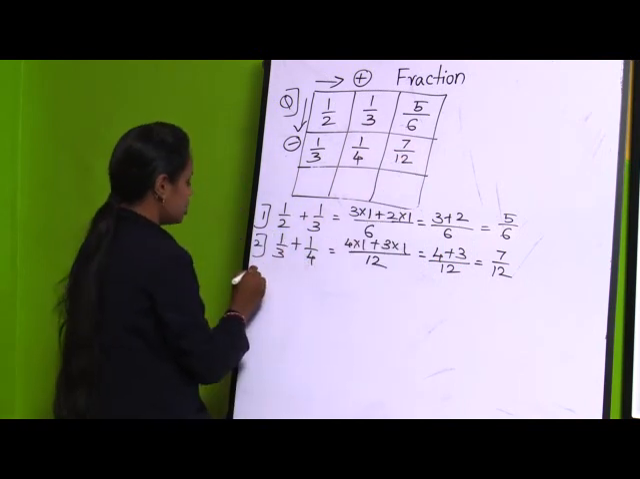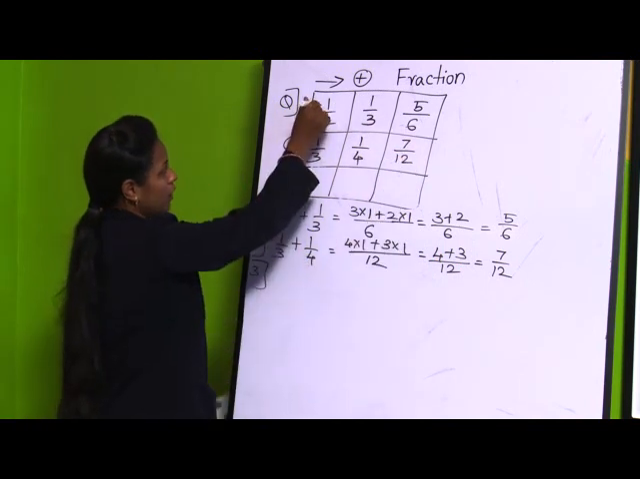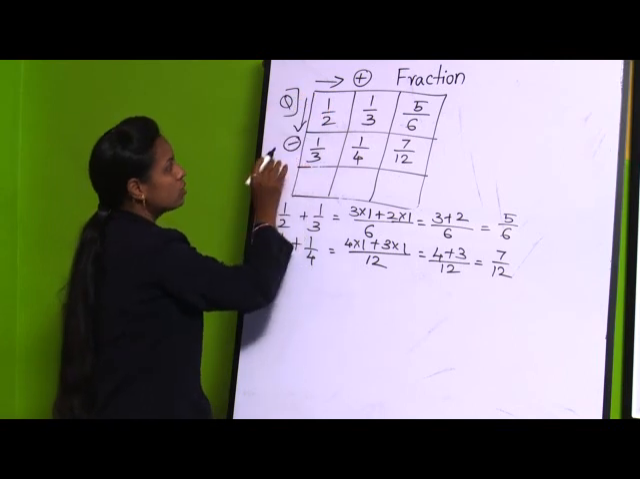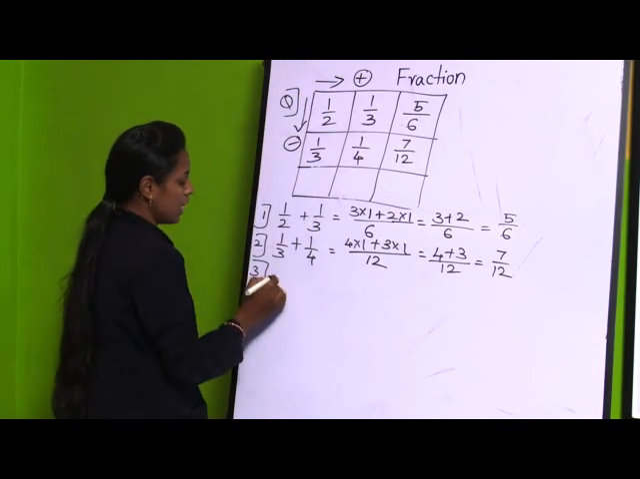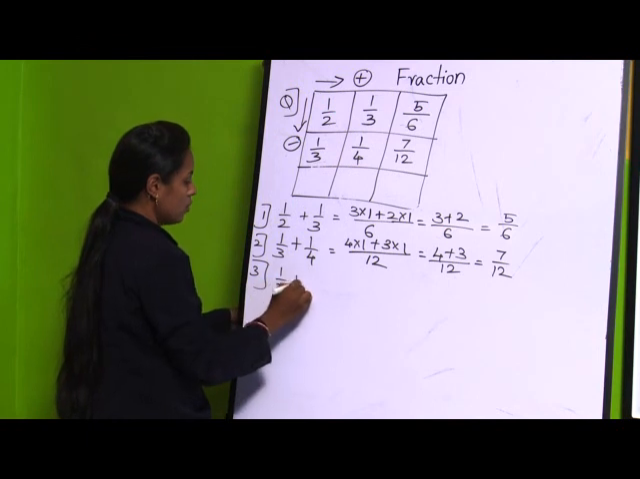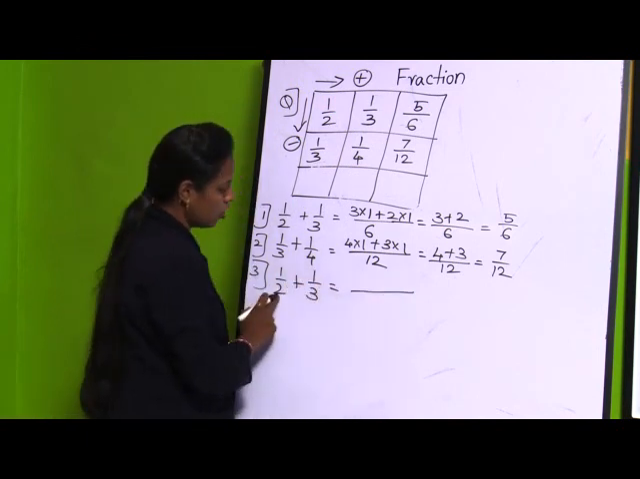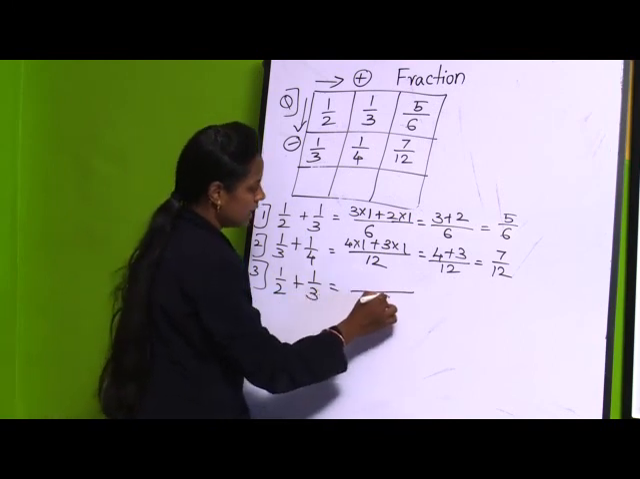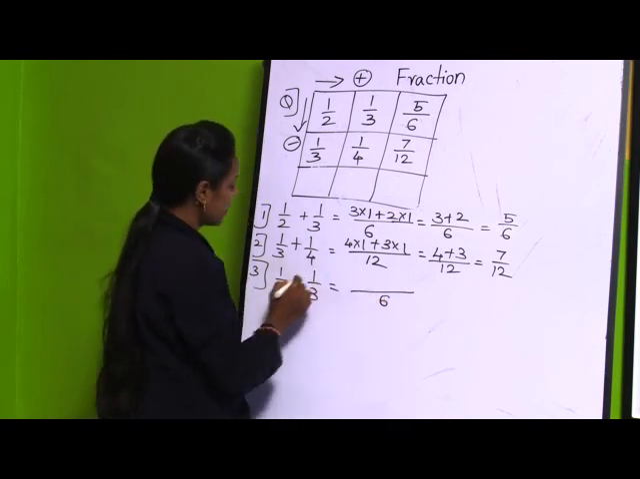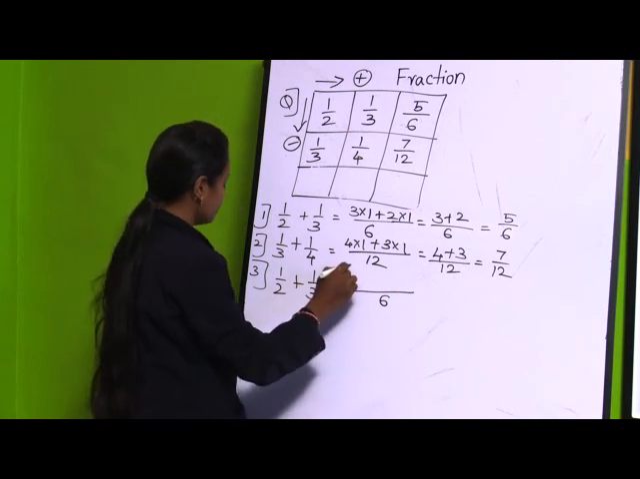Okay. Now third step, now we are going vertically down, so we have to do the subtraction of these two fractions. 1 by 2 minus 1 by 3. So again here the denominators are different, taking the LCM, we have the LCM 6, cross multiplication.